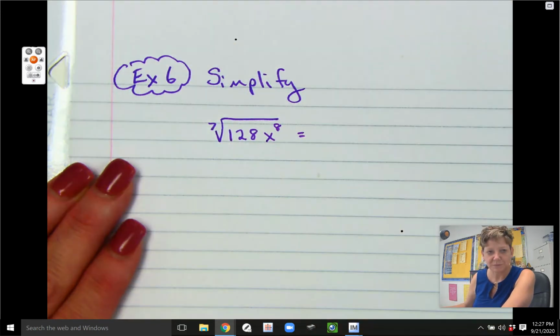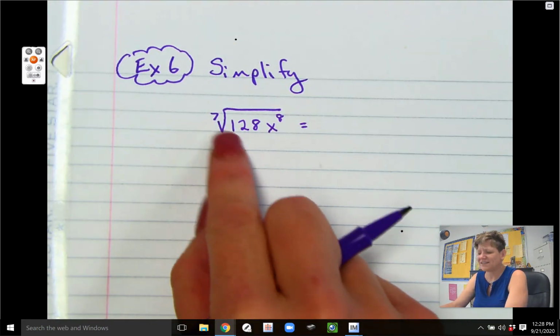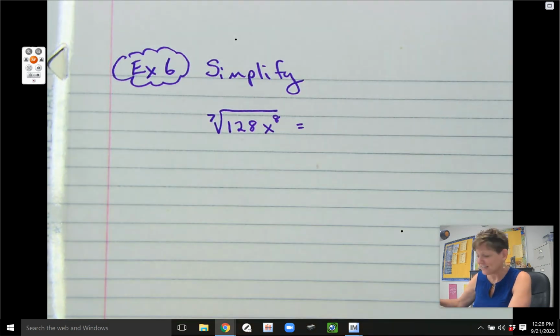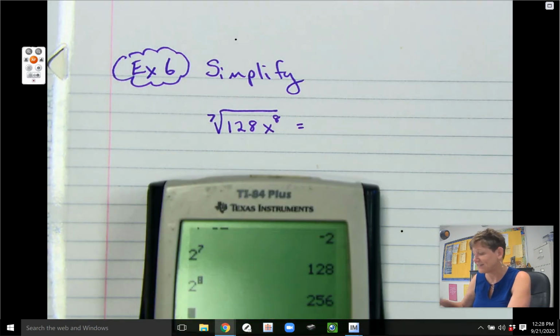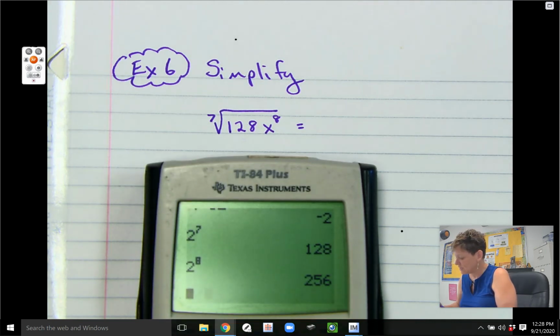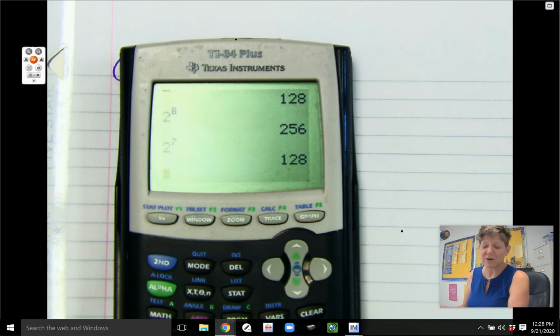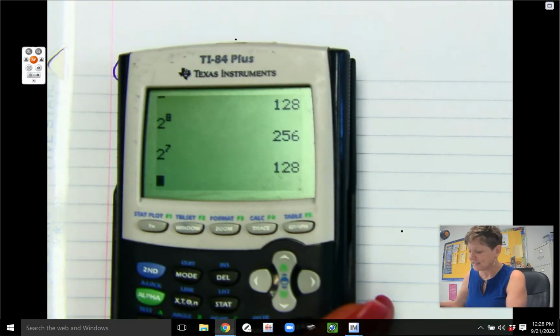All right, so the first thing you ask yourself is, what is the 7th root of 128? Is it a nice number? Is there a perfect power of 7 that I can find inside of there? So let me just check. 2 to the 7th is 128. Really good to know your powers of 2, especially in today's lesson.